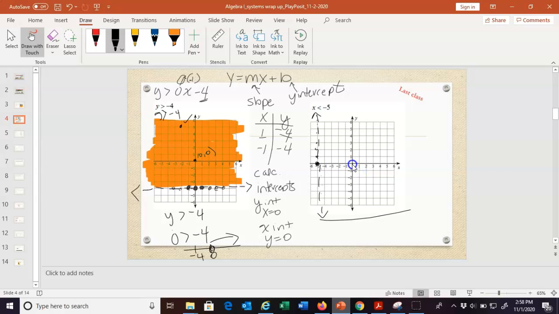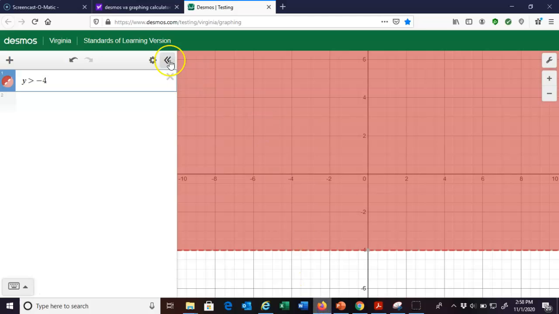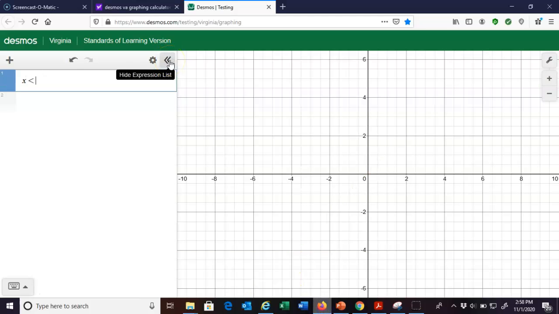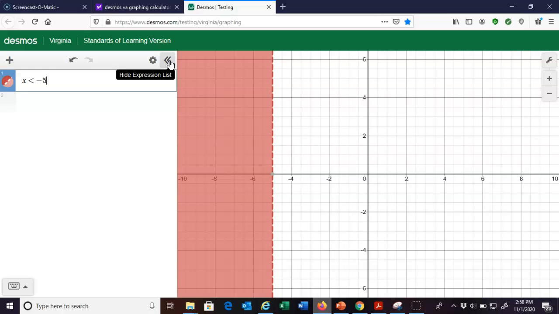Now let's pick a test point. Here's 0, 0. So 0 is x. Is 0 less than -5? No. So that means 0, 0 is not a solution. So we need to shade the other side of the line because we want to shade over the solutions. So it's going to be this side. Let's double check it. x is less than -5. There we go. Shaded to the left, and it's going through the value x equals -5.